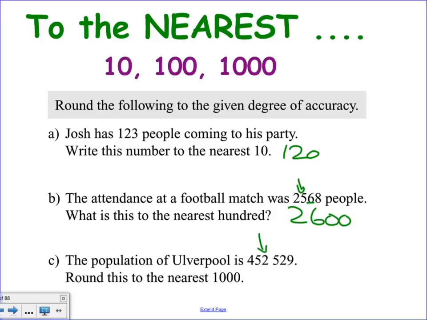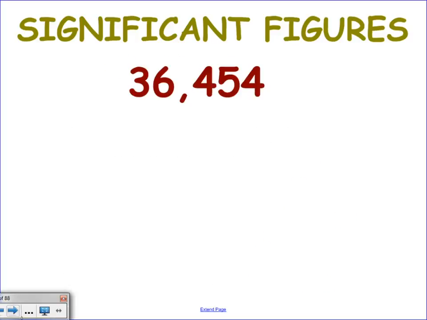So I'm interested in the thousands, so what does that round to? 453, because my decision is based on that, so don't forget the thousands, put the zeros in, okay? Happy with nearests? So near, so far.